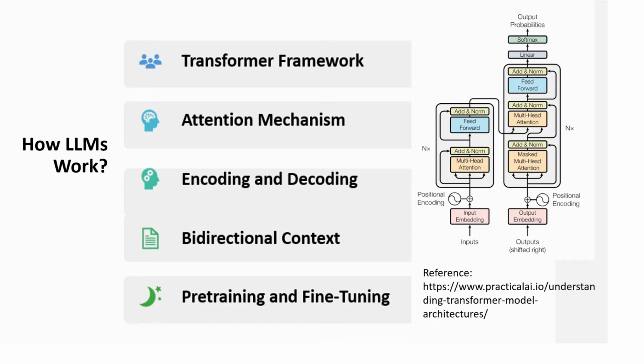Fourth is bidirectional context. Large language models like BERT take both left and right contextual words, in contrast to prior models that only processed text in one direction. Now, bidirectional context helps in-depth understanding and ambiguity resolution.